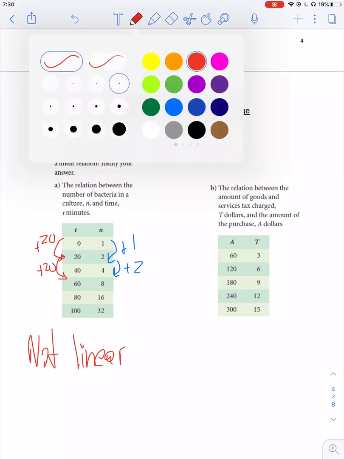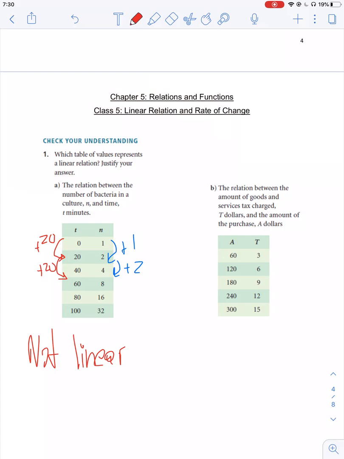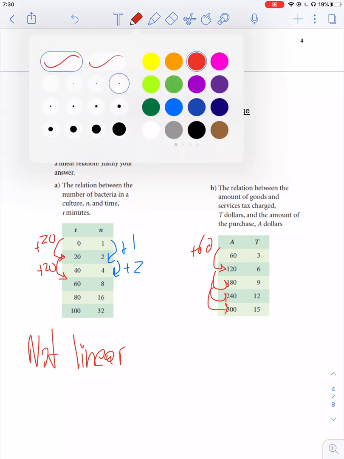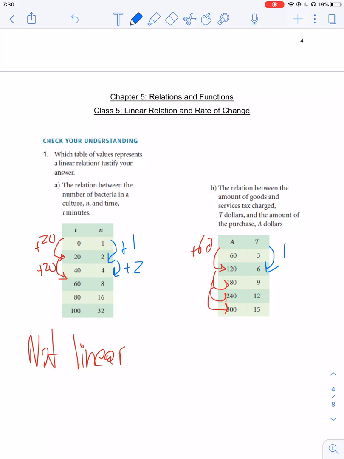Now this one over here, it's increasing by 60, and as you can see, all of them are increasing by 60, right? All of them are increasing by 60. Now what's happening to the y values? All of them are increasing by 3, okay? All of them. So this is linear, okay?